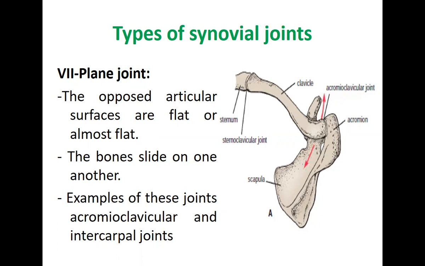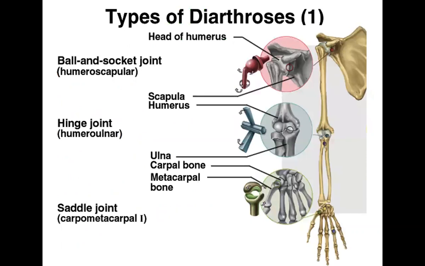The examples for these joints are the acromioclavicular joint, what you are seeing here, and the intercarpal joints. Between the carpal bones, you can also see this kind of plane joint where the two surfaces are plane. They are not convex or concave or ball and socket type. Both surfaces are plane. So this type of joint is called the plane joint.